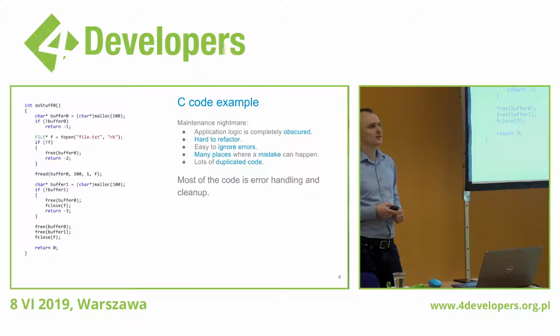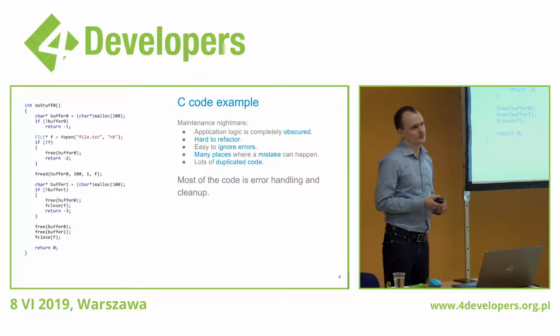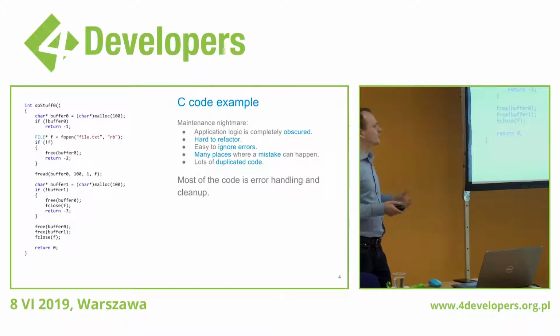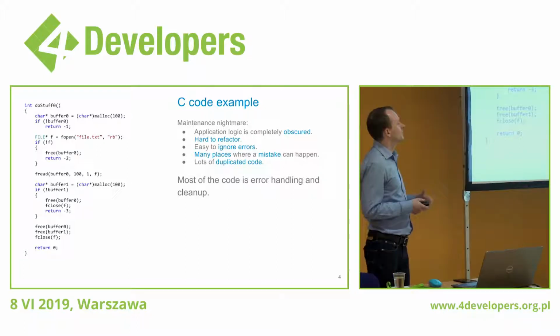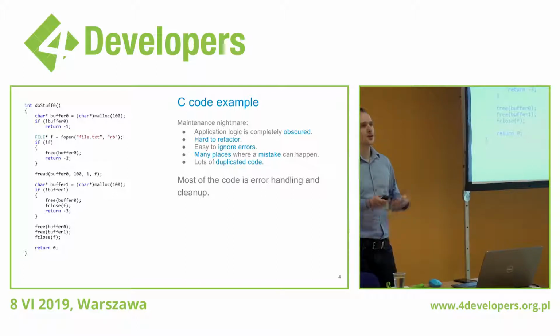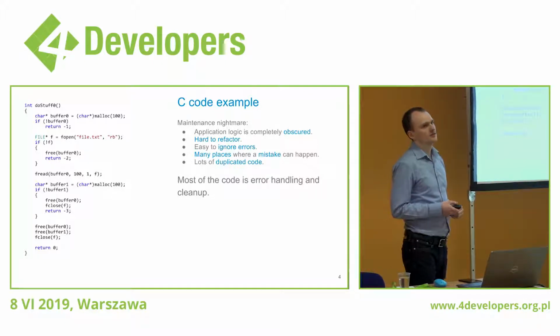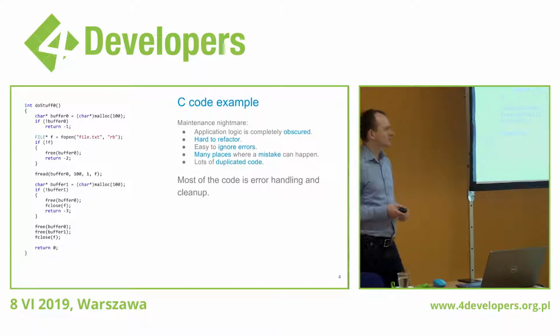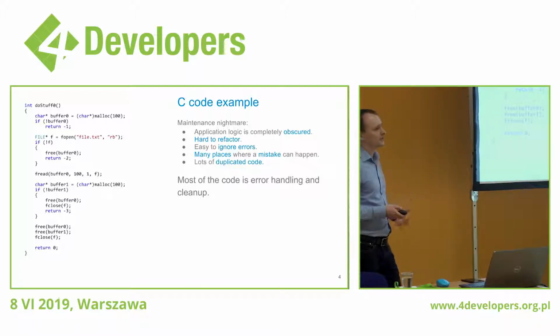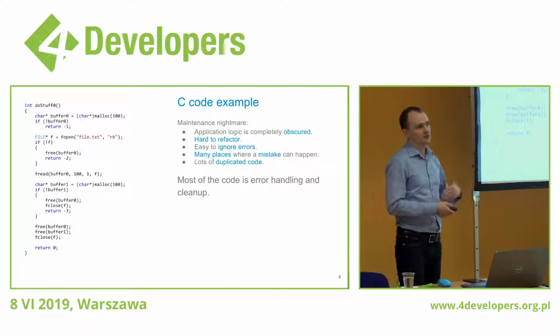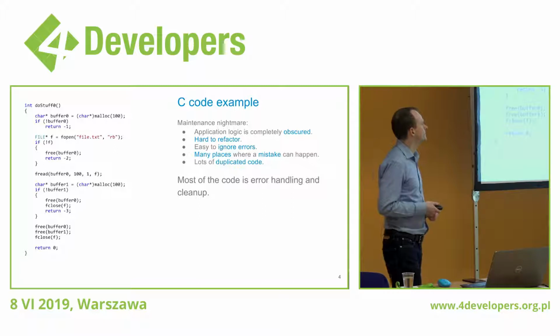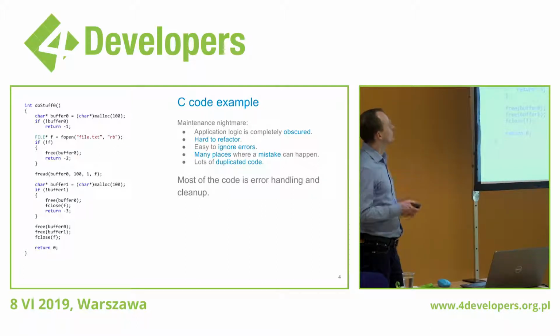Let's look at the typical code in C. So in C, we don't have anything to help us with dealing with errors. So after every function, we manually check the error code. We manually perform cleanup actions. And this code is duplicated in many places, and it's very easy to make a mistake. It's very easy to forget something. It's very easy to add something that shouldn't be there because we're copy-pasting code all over. So this is a maintenance nightmare.